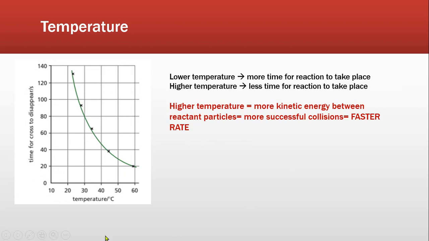So this is our graph of time versus temperature. Again, this shape of graph is familiar to you, right? This goes to say that the lower temperature means more time for the reaction to take place, right? And here, the higher temperature, which is 60 degrees, means less time for the reaction to take place.